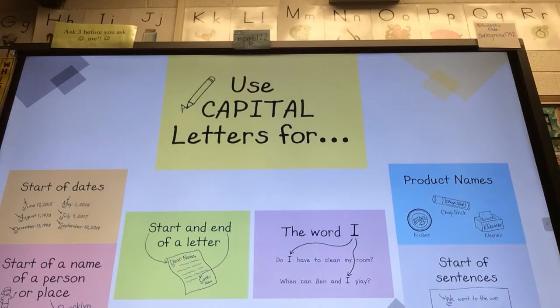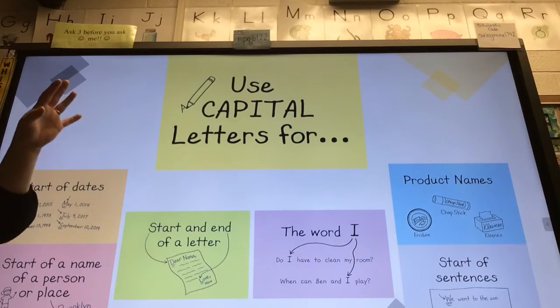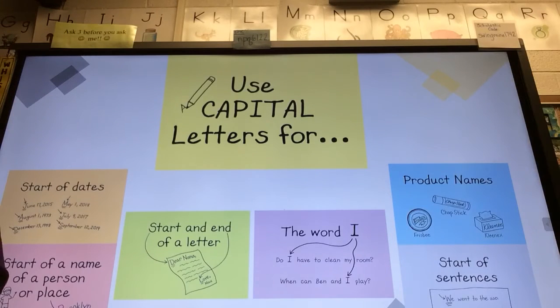So let's review. You might remember some of the reasons why we use a capital letter. Does anybody want to share one they remember? And if you peek on the chart, that's fine too. That's what it's there for.